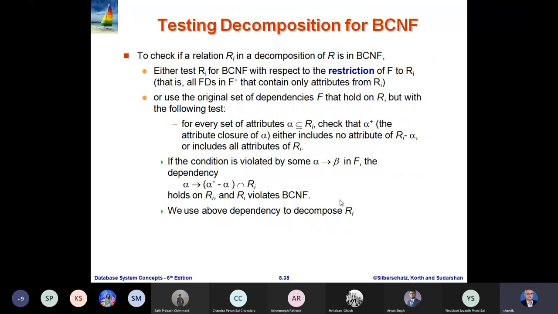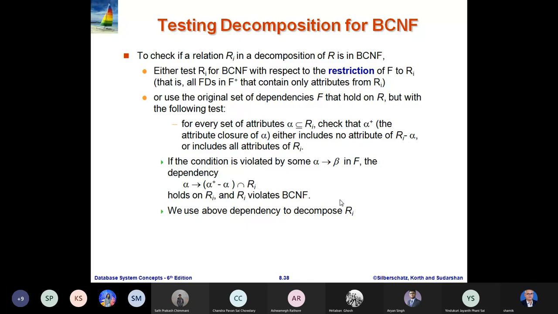So, testing decomposition for BCNF: to check if a relation Ri in a decomposition is in BCNF, either test Ri for BCNF with respect to the restriction of F to Ri, as we have said, or use the original set of FDs F that hold on R, but with the following test: for every set of attributes alpha in Ri, check that alpha plus, the closure of alpha, either includes no attributes of Ri minus alpha, or includes all attributes of Ri. So it is very simple: either it is a trivial functional dependency or it is a super key.